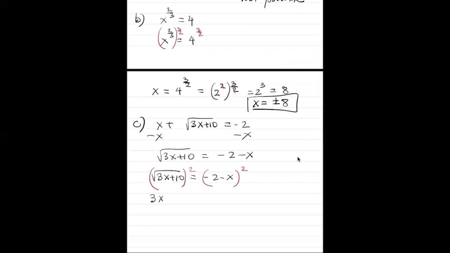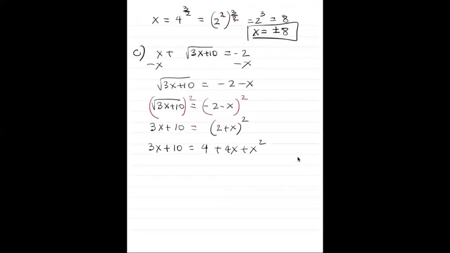So it's going to be 3x plus 10 equals, now there's a negative sign, but when you square it, I can just write this as 2 plus x squared, because if I factor the -1 and square it, it's going to be positive. So we don't need to worry about those negative signs. So 4 plus 4x plus x squared. Put everything on one side. So x squared plus 4x plus 4 minus 3x minus 10 equals 0. x squared plus x minus 6 equals 0.